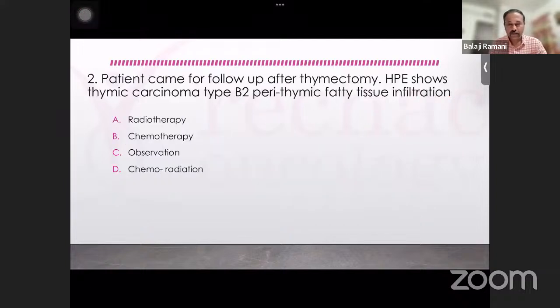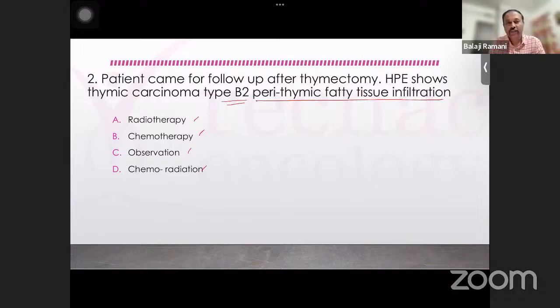Right. So then there is a question on thymus. A patient came for follow-up after thymectomy. Pathology shows thymic carcinoma B2 with perithymic fatty tissue infiltration. So it is B2 type of thymic carcinoma with perithymic fatty tissue infiltration. What is the next line of management? Is it radiation, chemotherapy, observation, or chemoradiation?